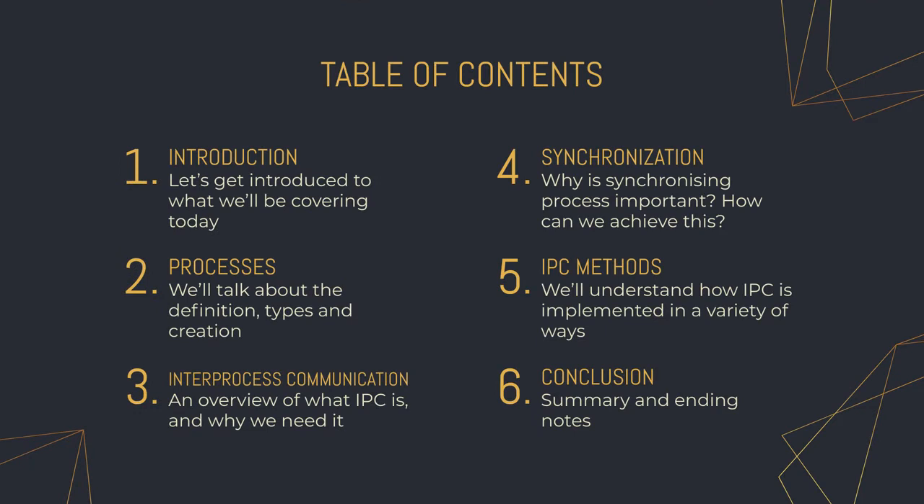So here we have the topics we're going to be talking about over the course of this video. We'll start with what a process is, what are the types of processes, and how can we create a process. Then we'll move on to inter-process communication. We'll find out what inter-process communication is and exactly why we need it, after which we'll talk about synchronization, where we'll again talk about what it is, why we need it, but also how we can achieve it. Moving on, we'll be talking about inter-process communication methods, where we'll understand how inter-process communication is implemented, and finally, we'll conclude with a summary and closing notes. So let's begin.